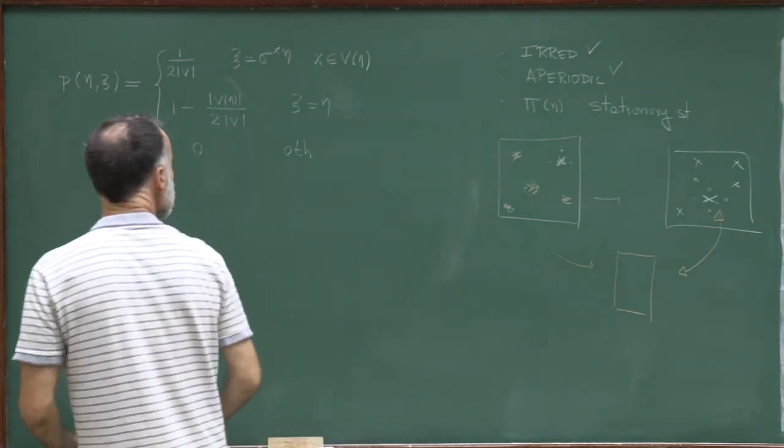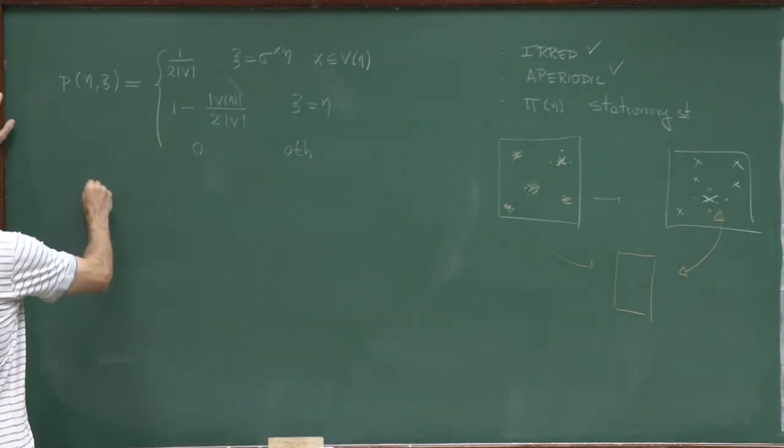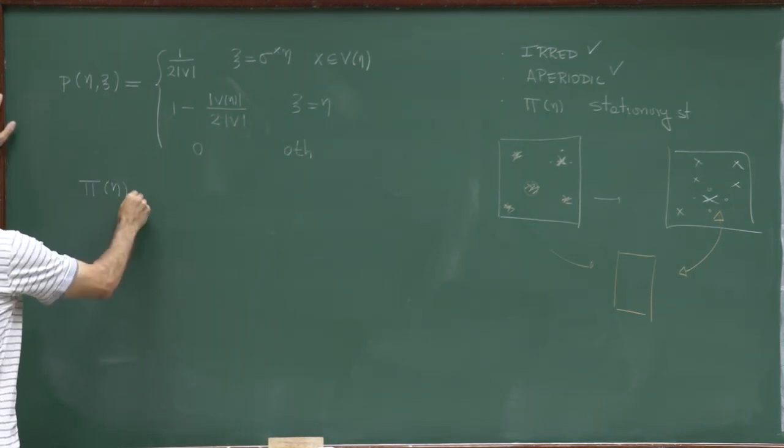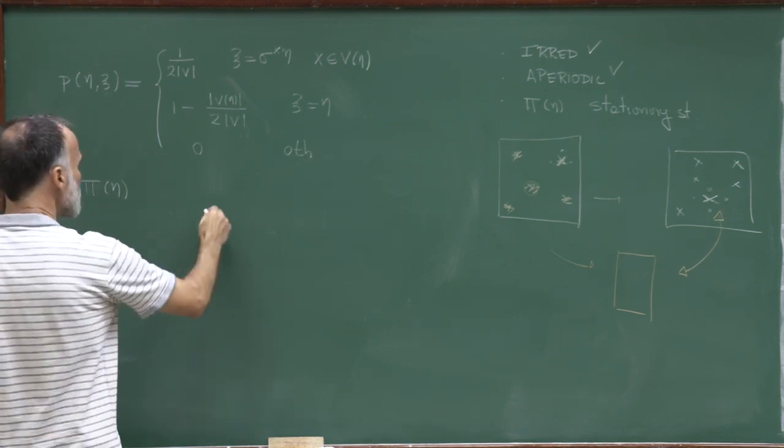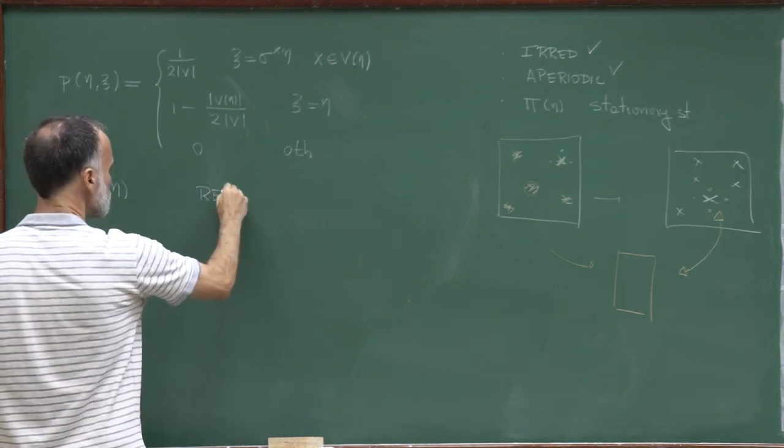So we proved that the chain is irreducible, it is aperiodic, and what we really need to show is that the stationary state of this chain is the uniform measure. And for that, I will prove that actually it is reversible.